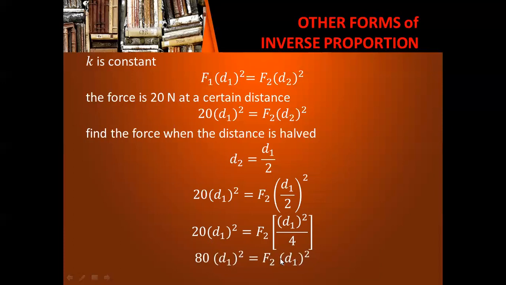Since each side of the equation contains this factor, we can divide each side by d1 squared, giving us the value of the force to be 80 newtons. That means when the distance is halved, the new value of the force will be 80 newtons.